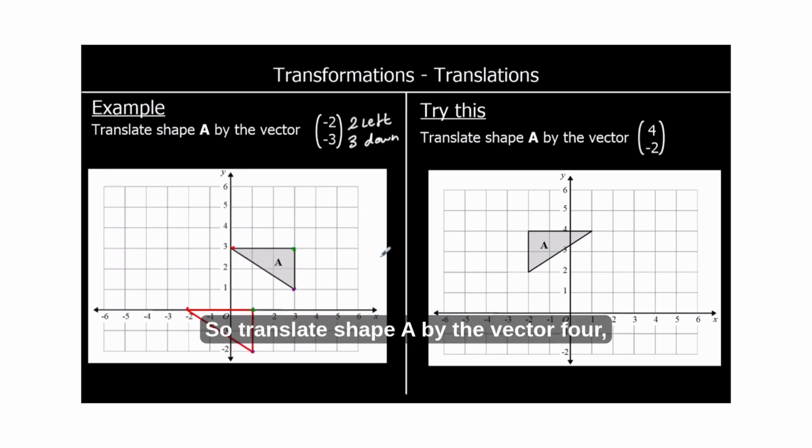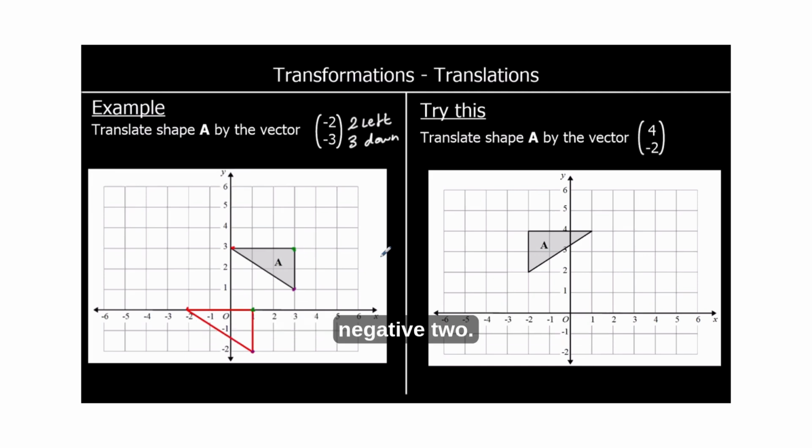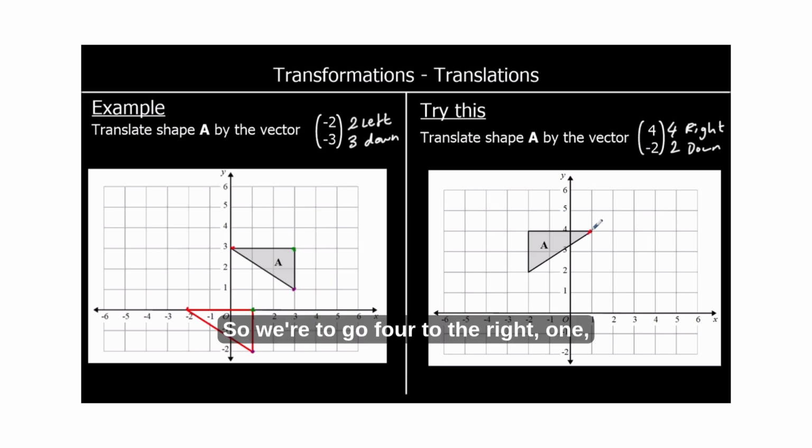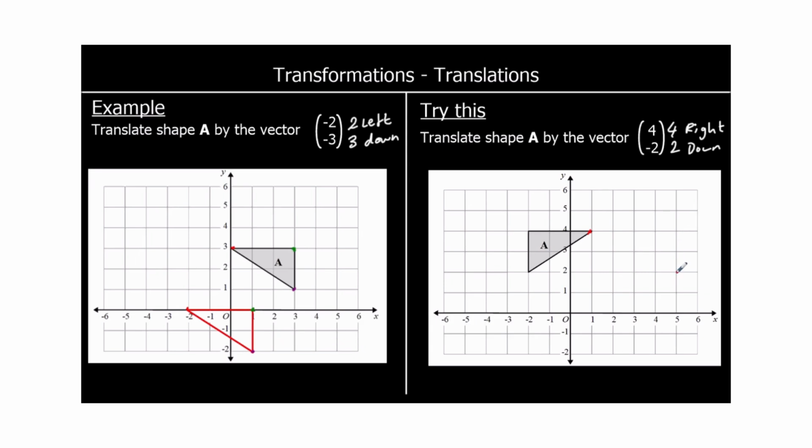Okay, one for you to try. So translate shape A by the vector 4, -2. So 4, -2 means 4 to the right, +4 in the x, and 2 down, -2 in the y direction. So we're going to go 4 to the right, 1, 2, 3, 4, and 2 down. So that's the top right. So it goes back 3, down 2, and join up the triangle.